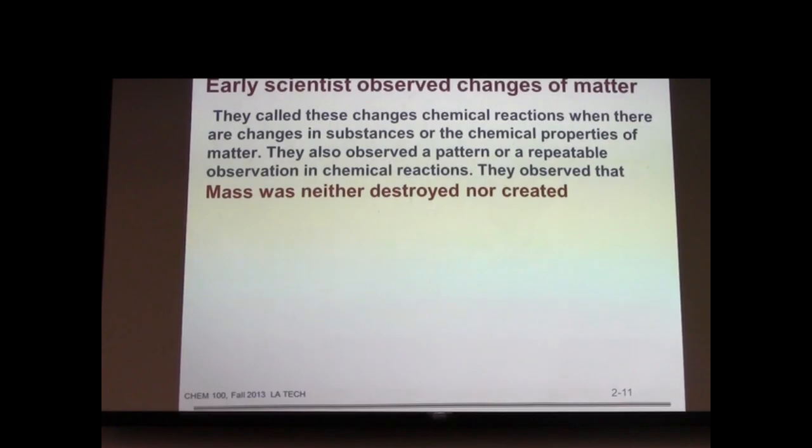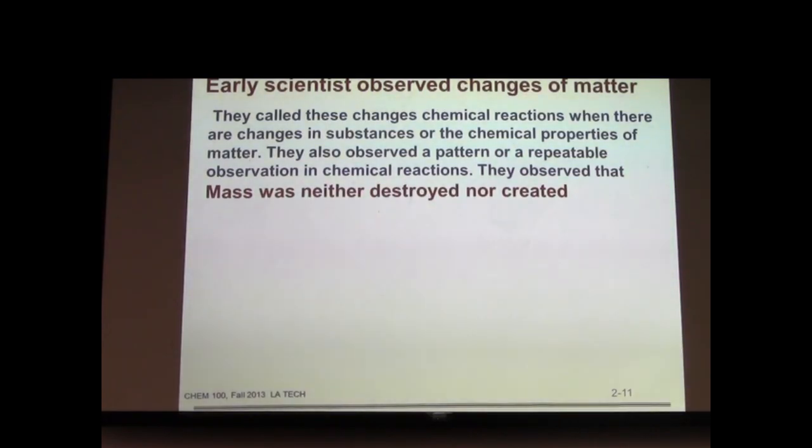Now let me explain a little bit more, for those who haven't heard about it. Mass is neither created nor destroyed. In a chemical reaction, this is the pattern. If you take the masses of the reactants before the reaction and measure the mass of all the products together, that's the same. That means atoms are still there, which atomic theory explains.